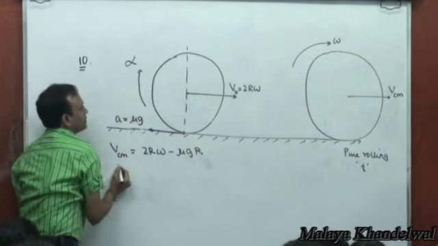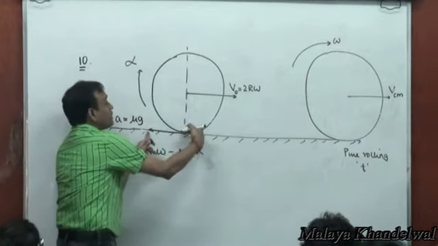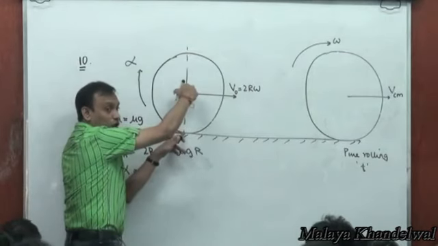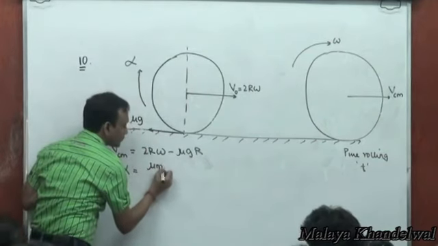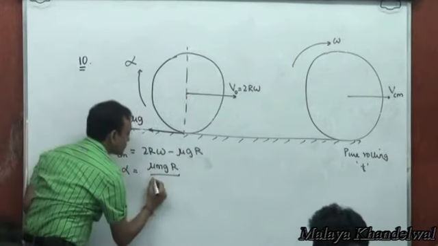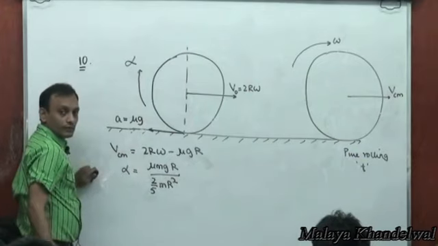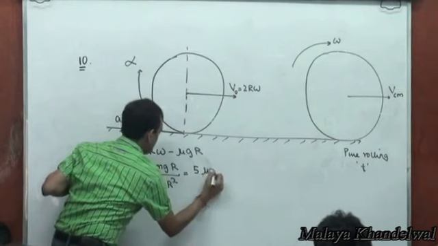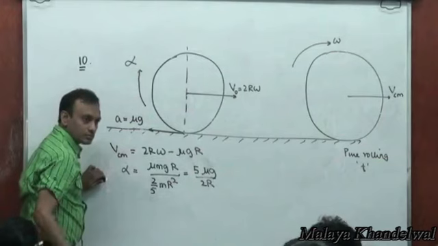The alpha that is generated at any given instant of time because of the frictional force: mu mg into r is the clockwise torque, divided by I about the center of mass, which is 2/5 mr squared. That's going to give me the angular acceleration clockwise, which is 5 mu g by 2r, right?